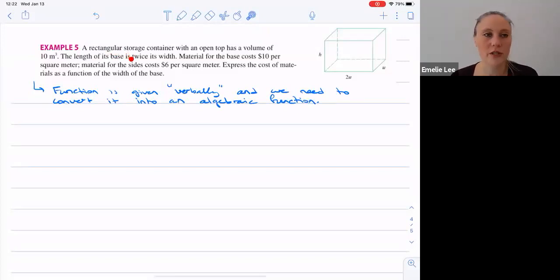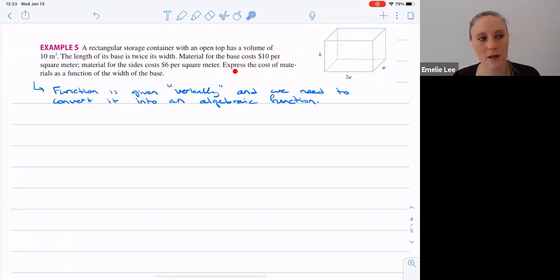So a rectangular storage container with an open top has a volume of 10 meters cubed. Okay. The length of its base is twice its width. So here 2W and W, so we've kind of got a jumping off point. If you didn't have this graph, of course, you would have to kind of arrive at that on your own, which can be tricky, but it's our first day, so giving you the box. Material for the base costs $10 per square meter, and material for the sides costs $6 per square meter.